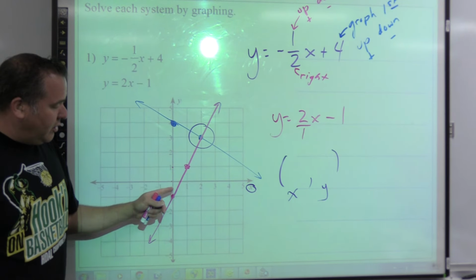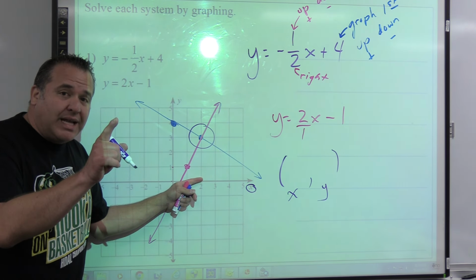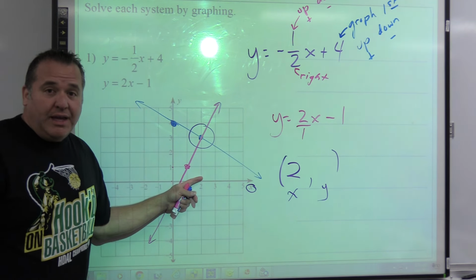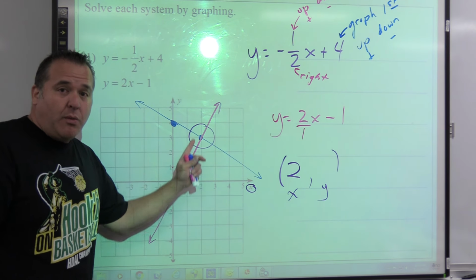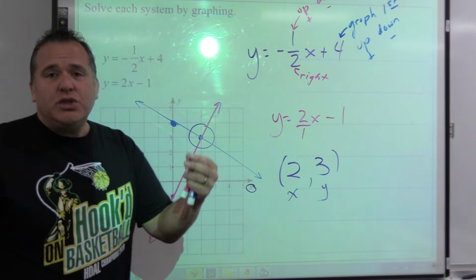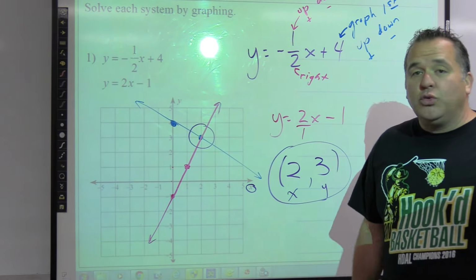Now my point's here, so I'm going to go 1, 2 times to the right. Remember, if you go to the right, folks, that's positive. So that's going to be a positive 2. Then we're going up 1, 2, 3 times. You see how we went up 3? That's a positive 3. So the solution to our system is at 2, 3.